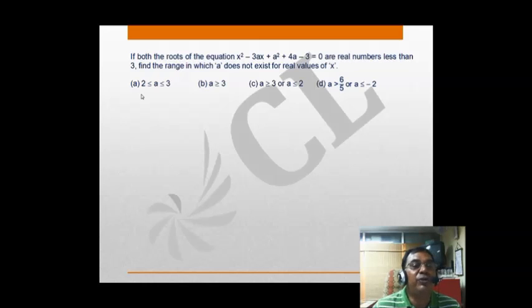If both roots of the equation are real numbers less than 3, each a does not exist for real values of x. I will leave it for the second round, because again I'll have to solve b square minus 4ac.